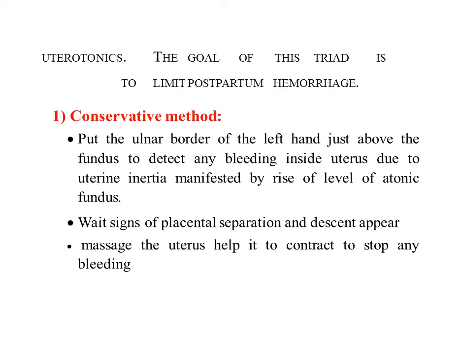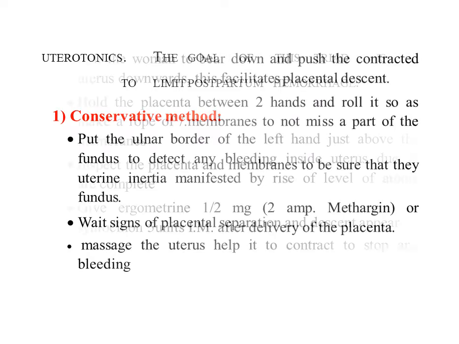Conservative method: put the ulnar border of the left hand just above the fundus to detect any bleeding inside the uterus due to uterine atony, manifested by a rise of the level of the fundus. With signs of placental separation and descent, massage the uterus and help it to contract to stop any bleeding.